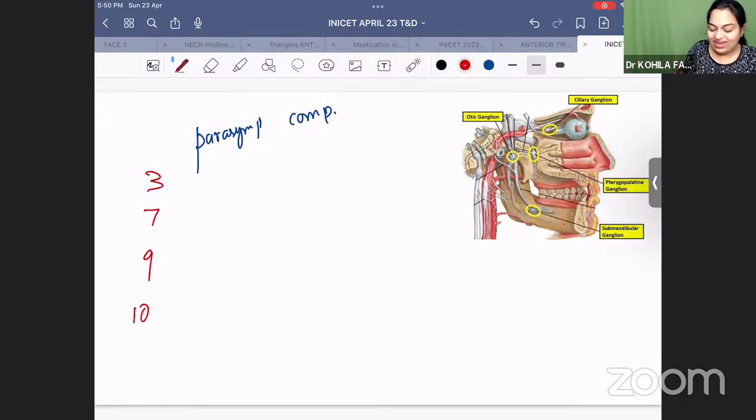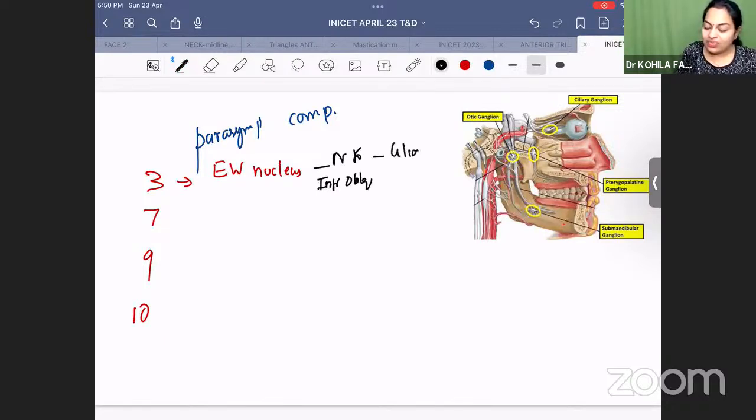3, 7, 9, 10. Right? So the third nerve from the Edinger-Westphal nucleus. Yes, the fibers are going to pass through the nerve to inferior oblique. What ganglia is related to it? Ciliary ganglia. What are the postganglionic fibers called?